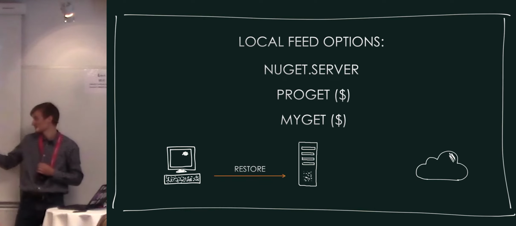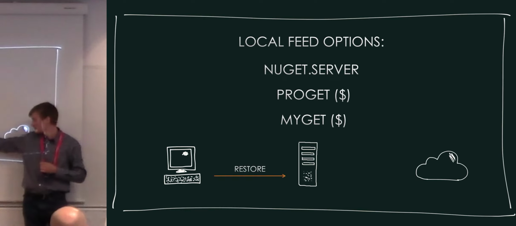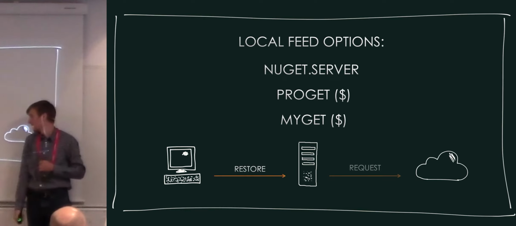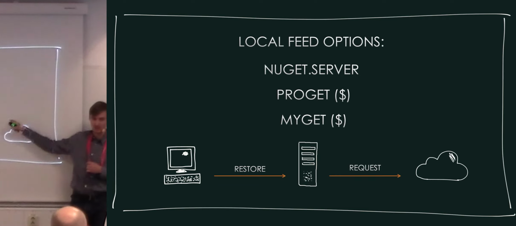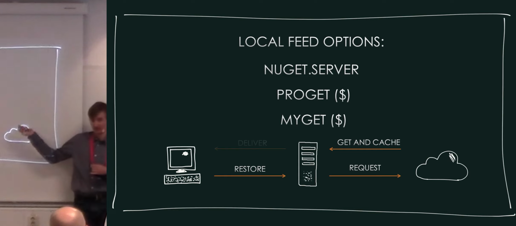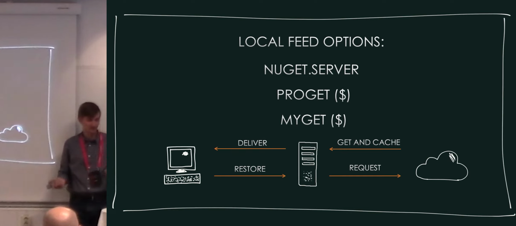And how it works is pretty simple. Let's say you want to restore a package, you specify your local feed, then the feed, if there is no package like that, requests the remote package, gets it and caches it, and then delivers it to you. So, a simple but powerful concept.